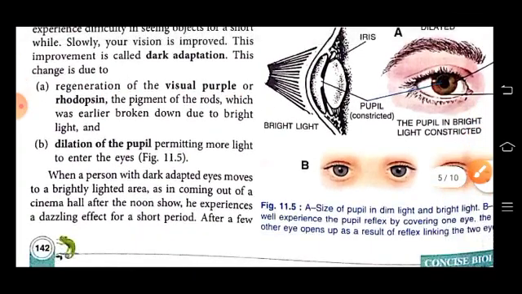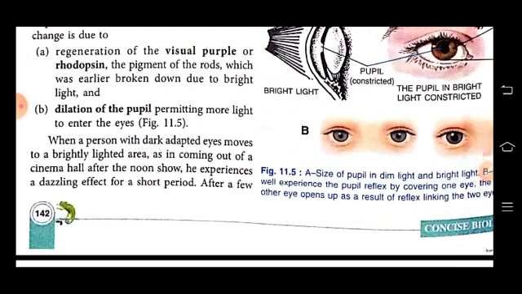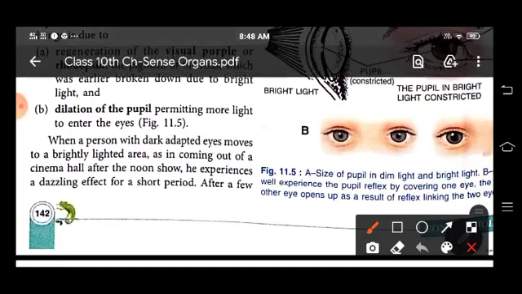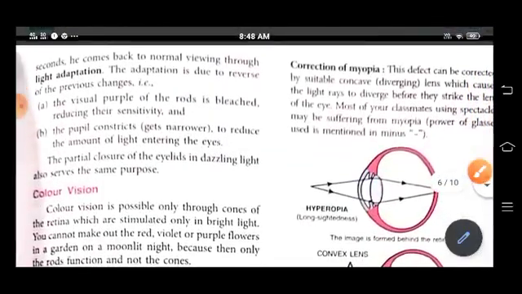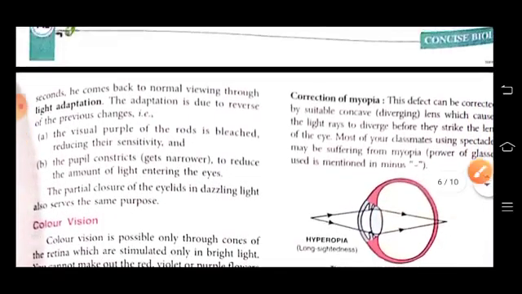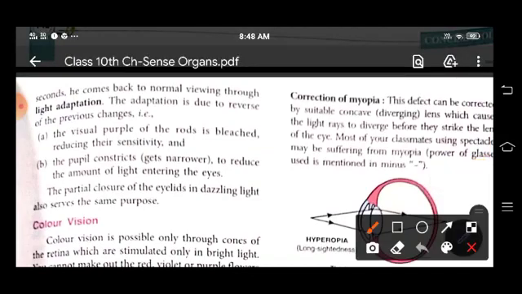But when a person moves from a dark-adapted area to bright light, like from the cinema hall after the noon show, he experiences a dazzling effect for a short period. After a few seconds, he again comes back to normal vision. This is known as light adaptation, and it is because the visual purple of the rods gets bleached, reducing sensitivity, and the pupils constrict to reduce the amount of light entering the eyes.